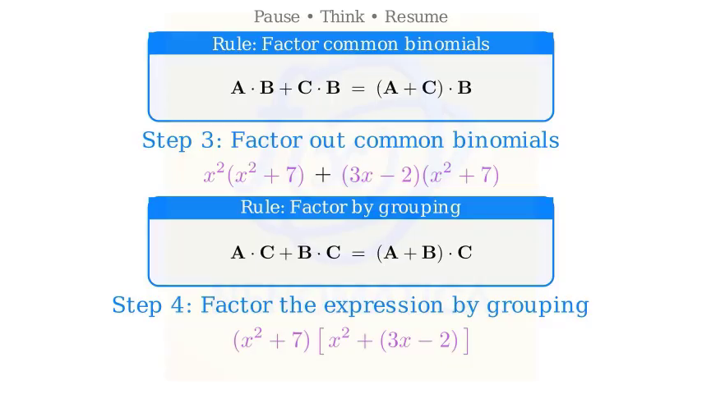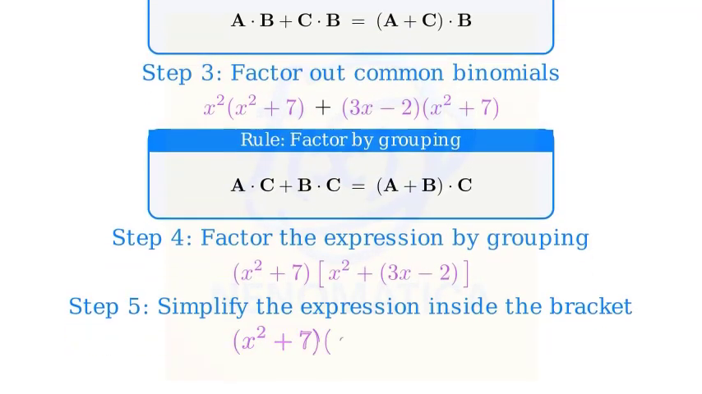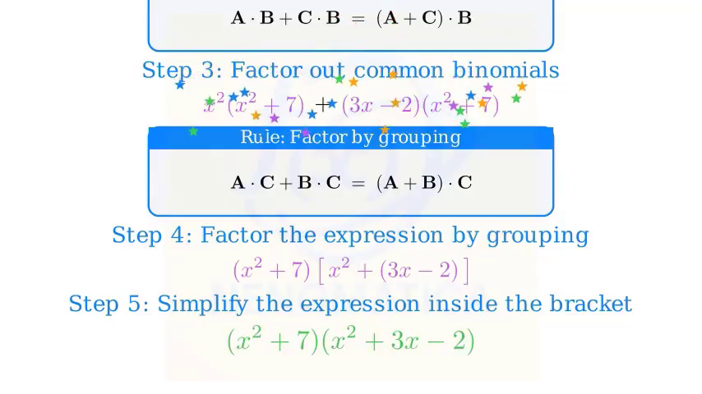Step 5. Simplify the bracket. X squared plus the quantity 3x minus 2 is just x squared plus 3x minus 2. So the fully factored form is parentheses x squared plus 7 times parentheses x squared plus 3x minus 2.